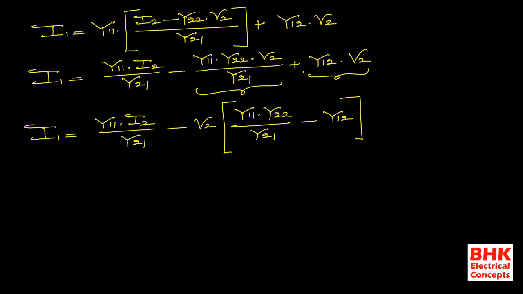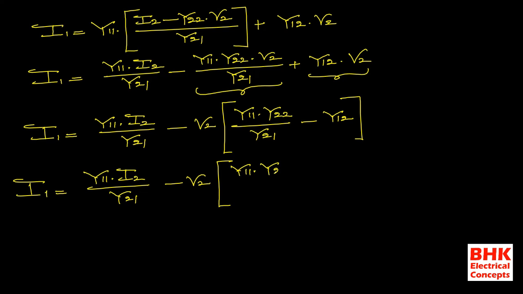If you take V2 common here, then minus V2 into this whole term gives the second term in the above expression, and minus V2 into this minus Y12 gives the plus Y12 into V2. Now just simplify this expression. So I1 is equal to Y11 I2 divided by Y21 minus V2 into Y11 into Y22 minus Y12 into Y21, divided by Y21.